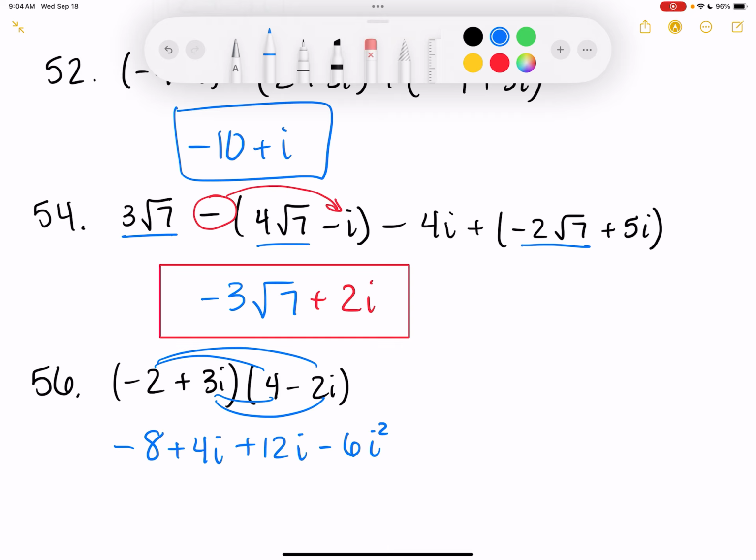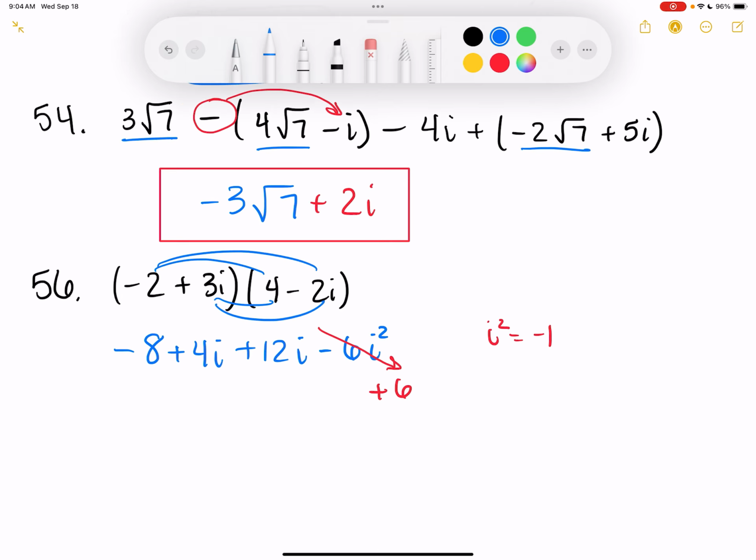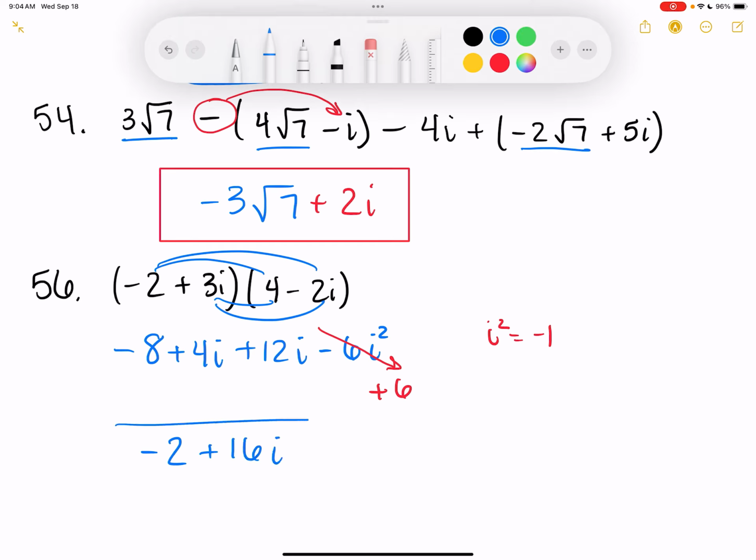Now, what is i squared? Negative 1. So this piece right here is going to become a positive 6, because of the i squared. So now combine like terms and put it in standard form. Negative 8 plus 6 is negative 2. 4i plus 12i is 16i, so plus 16i, and that would be your answer on that one.